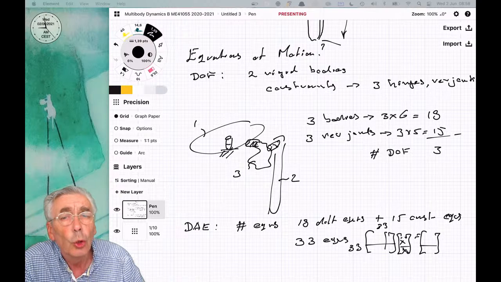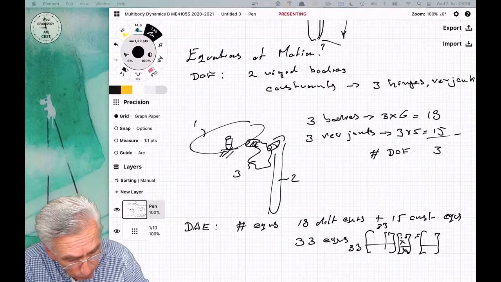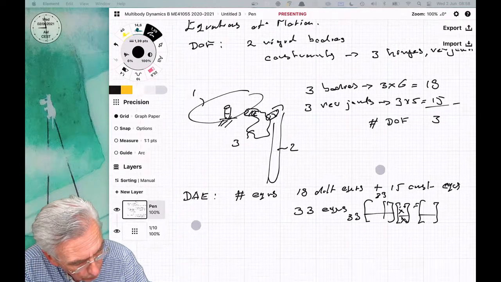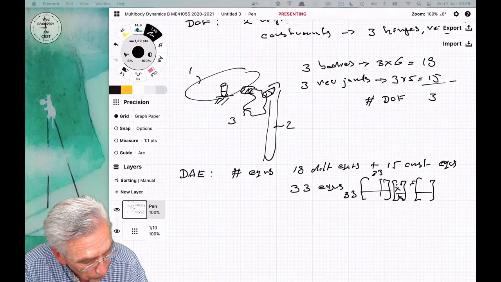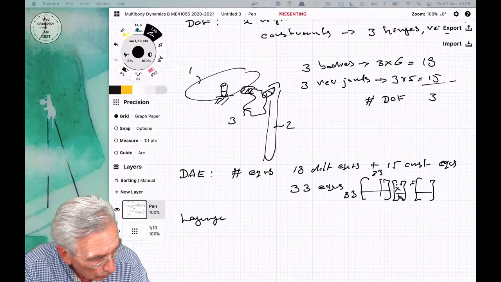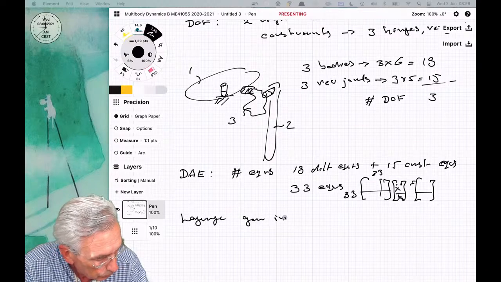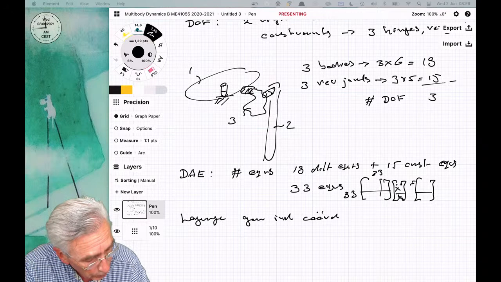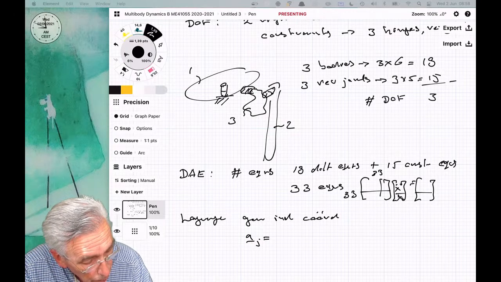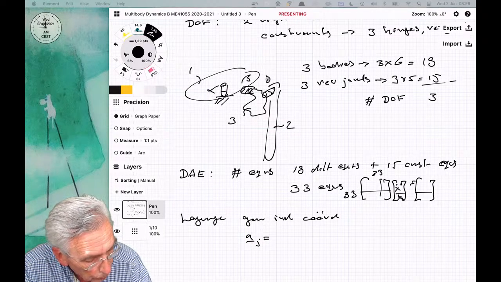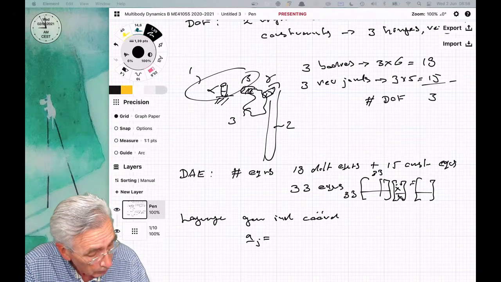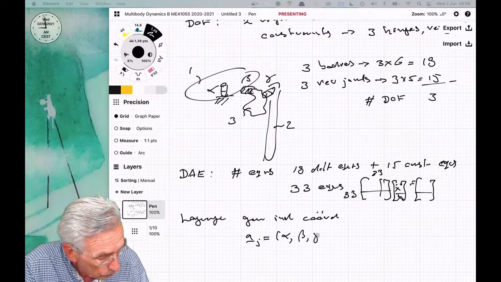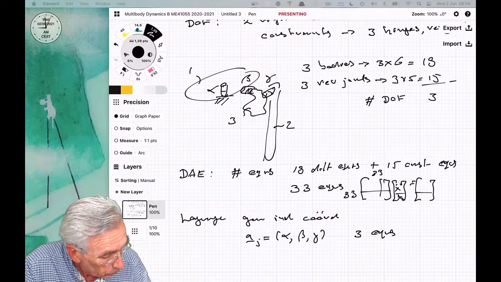However, since it's an open loop structure, that's even easier. Another way would be to use Lagrange with generalized independent coordinates. How many degrees of freedom do we then have? Then we talk about the qj's. In our case that's super simple because we have alpha, beta, and gamma here. Those are the 3 degrees of freedom. So we get only 3 equations of motion.